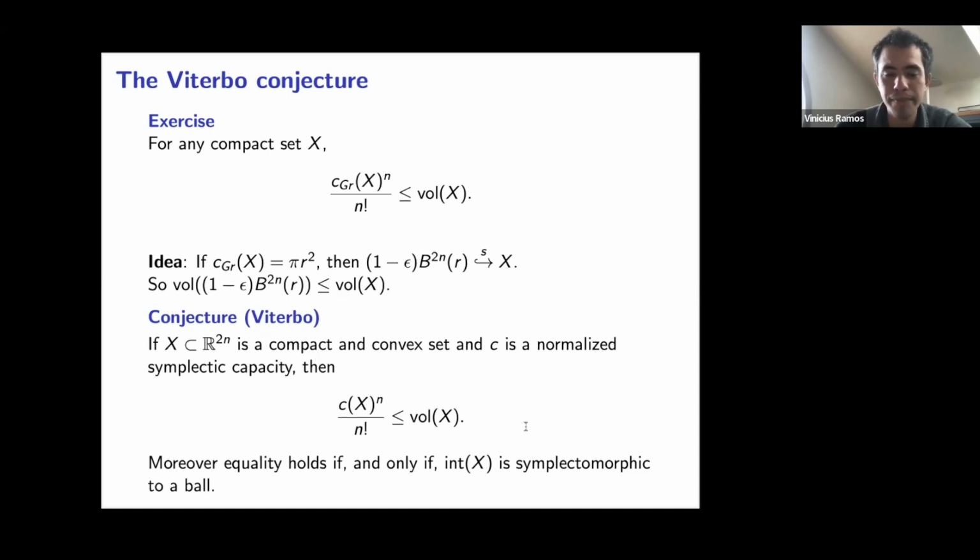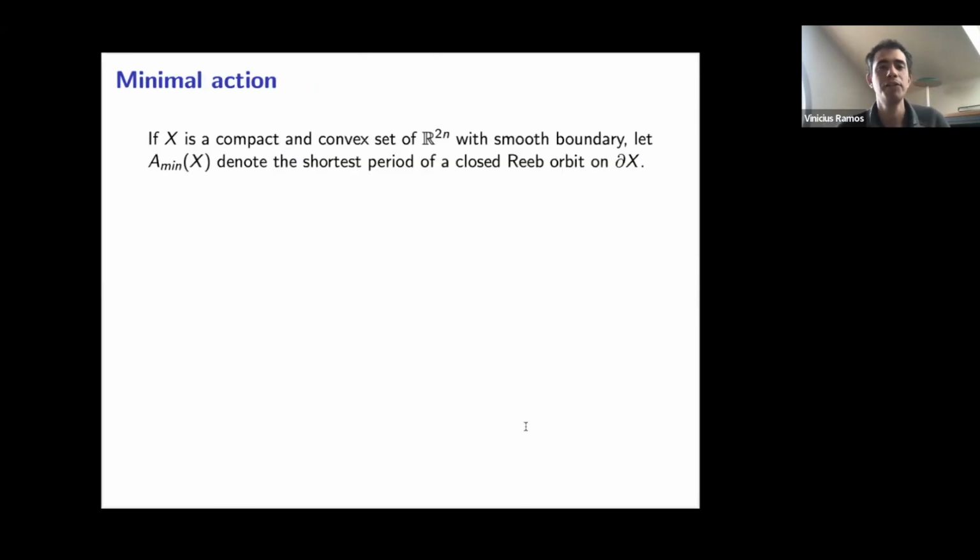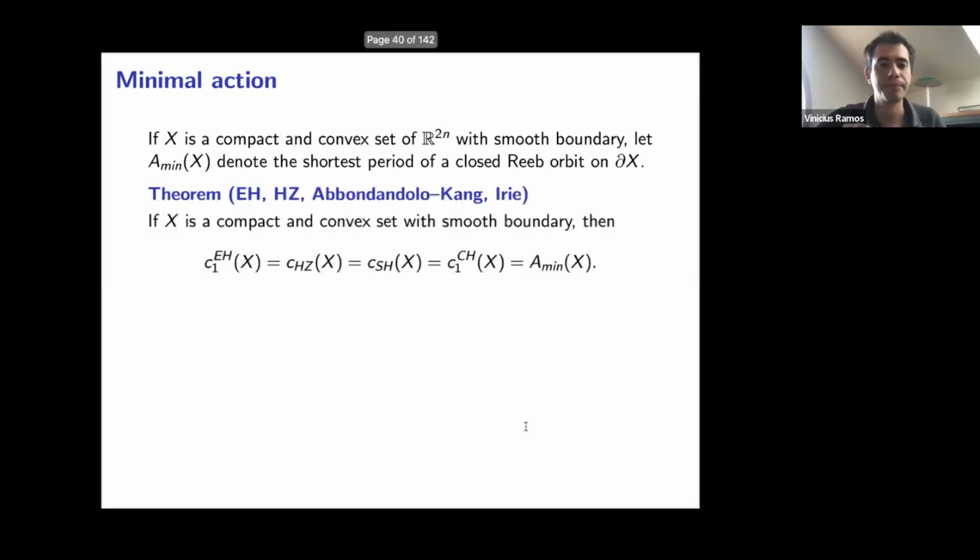Okay, so I want to now talk about a weaker version of this conjecture, which is the following. If you have a compact and convex set with smooth boundary, you can look at the shortest period of a closed Reeb orbit on the boundary of X. That's also called the symplectic action of the closed characteristic. So we know there always exists one, I think by Rabinowitz, the most primitive version of the Weinstein conjecture. So you can look at the smallest symplectic action or the smallest period of a Reeb orbit.